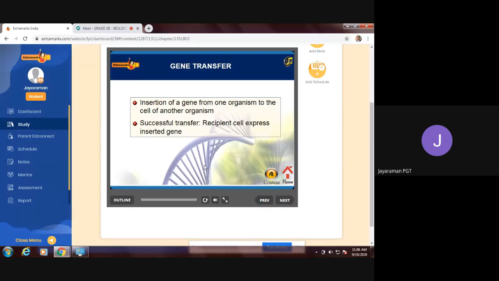The other one is a different way of inserting the gene. We will be discussing that. Some are direct methods, some are indirect methods. Some use vectors. The vectors can be tumor-causing bacteria or retrovirus. So different agents can be used to transfer the gene. These are indirect methods of gene transfer. And sometimes we can insert the gene directly into the organism. That is called the direct method. The direct method means using some chemicals.